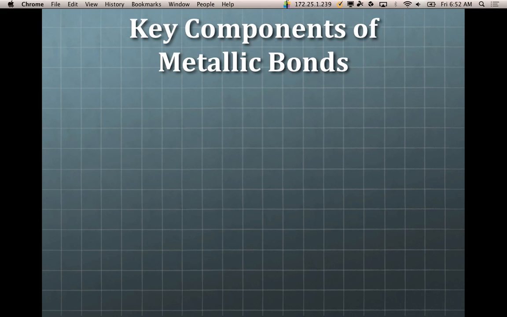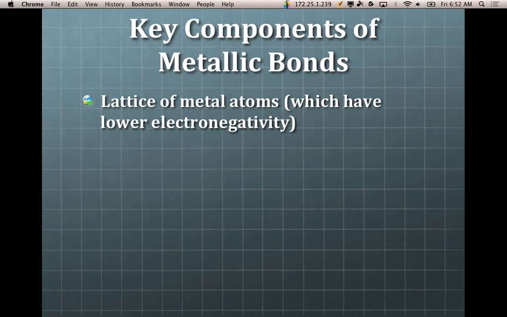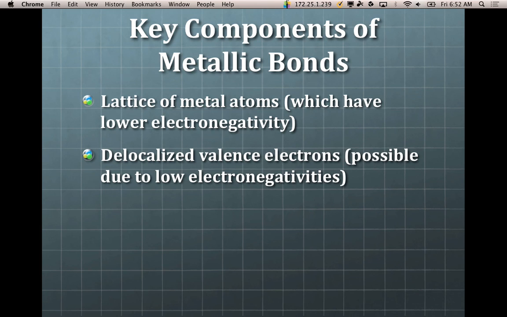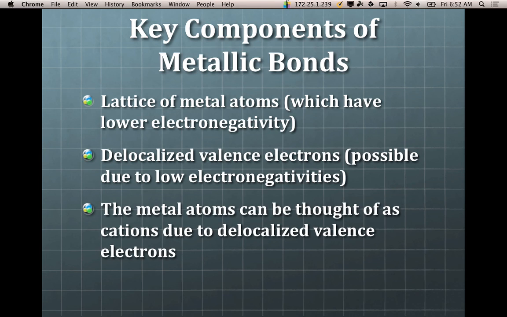So some of the key components of metallic bonds: they have a lattice of metal atoms, which we know have a low electronegativity value, and they have delocalized valence electrons. So their outer electrons are able to move around between all of the metal atoms, which then become more like metal cations, with those electrons floating around. And this is possible due to that low electronegativity value. They're not holding on to the electrons very tightly, and therefore they're able to move around more. The metal atoms can be thought of as cations due to delocalized valence electrons. And just in case you forgot, a lattice just means a structure that's very organized and rigid, and we know where those atoms are going to be, kind of like an ionic substance is.